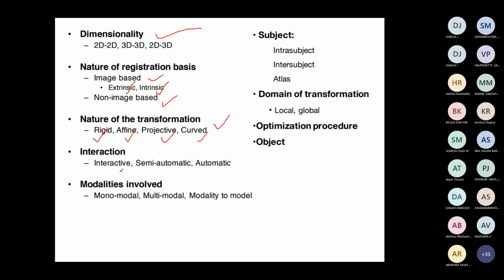In interaction, it can be interactive, semi-automatic, and automatic. Then modalities, it can be mono-modality and multi-modality. Then subject, it can be intrasubject, intersubject, or atlas. And the domain of transformation, we can have it either local or global. Then we need to follow the optimization procedure. Then we need to align the object.